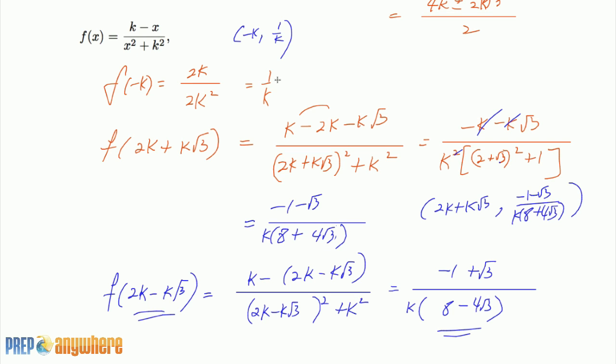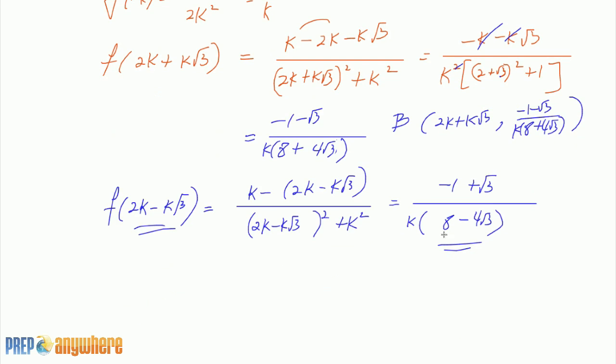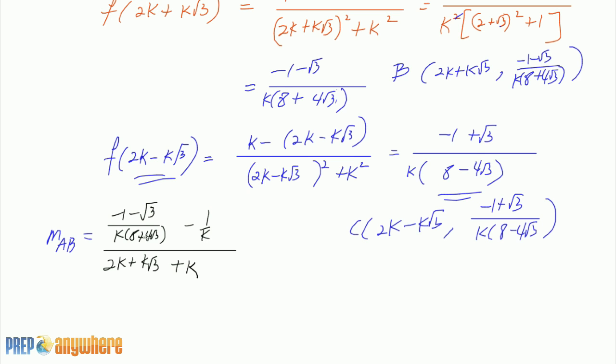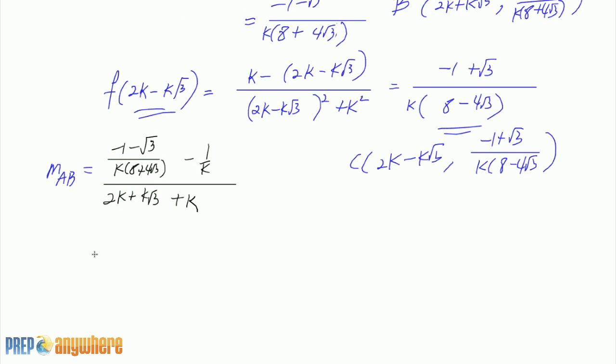Okay. Let's call this point A. Let's call this point B, and let's call this third point C. Okay, where it's 2k minus k root 3 and minus 1 plus root 3 all over k times 8 minus 4 root 3. So I did rise over run, and this is what I get. Okay, so I'm going to multiply top and bottom by k first, and the k from the top will disappear.